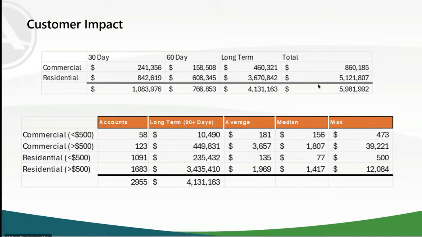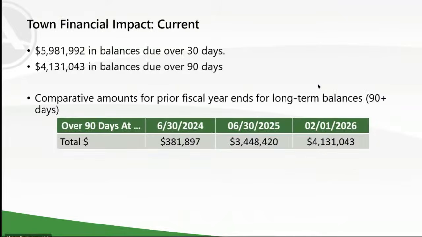Again, kind of a baseline question, right? What's normal? Long term, if you roll back the clock to before any of this ever happened, the townwide long-term balance was less than $400,000. As we get to the end of the last fiscal year, it really sharply increases.